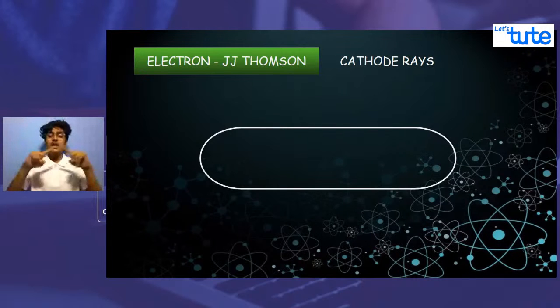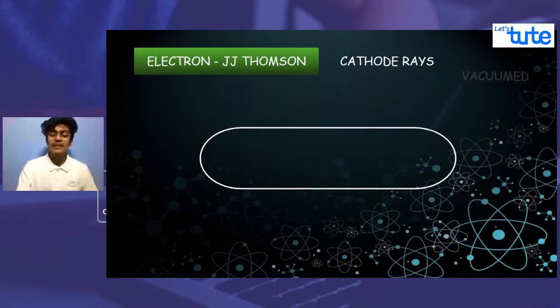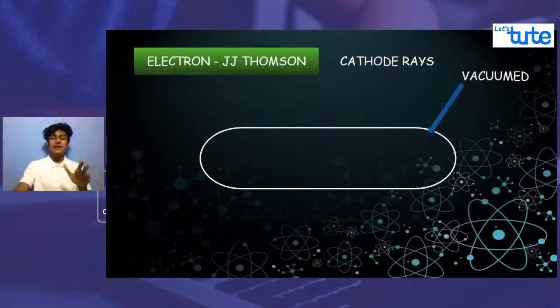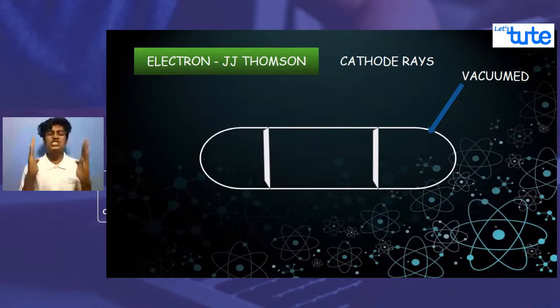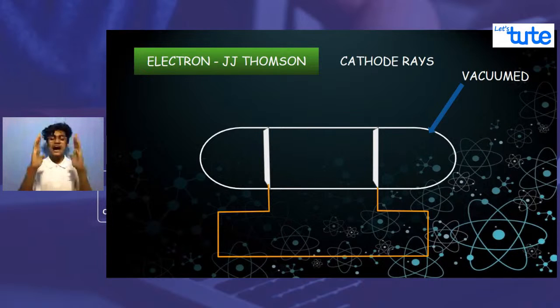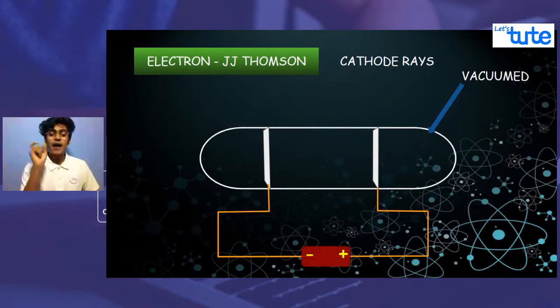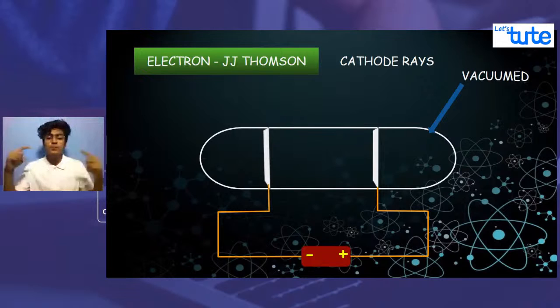First, he took a glass tube, and he created a vacuum inside it. All the air from it was taken out, so it was vacuumed. Now he carefully placed two metal sheets inside the glass tube, and he connected them with a wire. Now there is a small battery in between both the metal sheets and the wire.